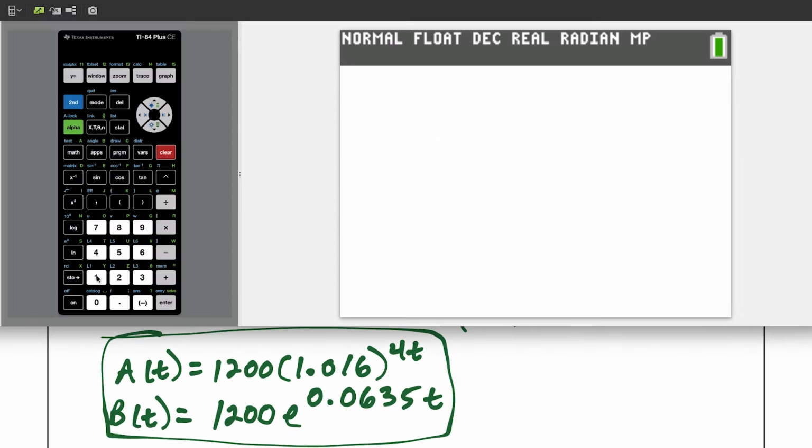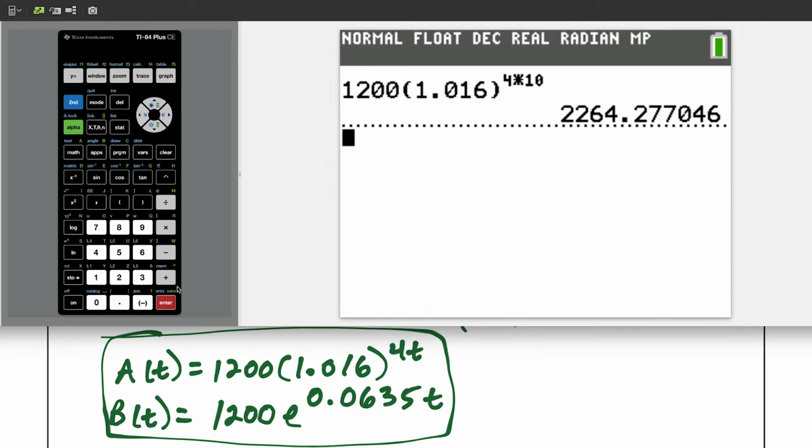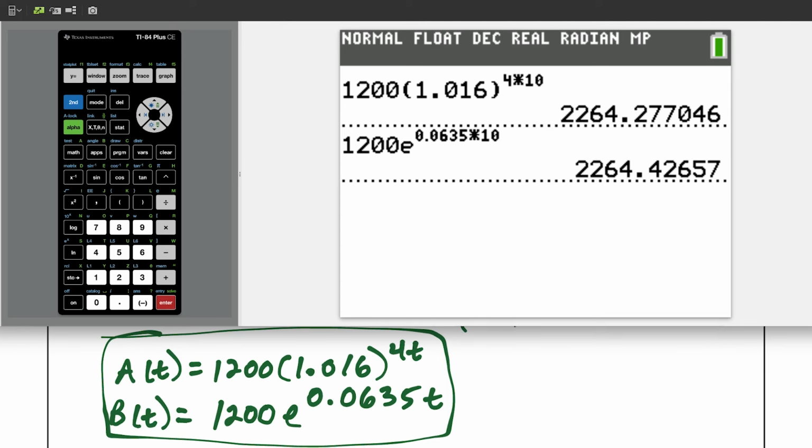So let's plug 10 into A of T. We have 1,200, and then we have 1.016 to the power 4 times T, and T is equal to 10. We'll pretend we don't know 4 times 10 is 40. We're just going to plug it in as is, and we get this value here. And now we're going to do the same thing for B of T. We plug in T equals 10. So we have 1,200 e to the 0.0635 times 10. Okay, we're plugging in t equals 10. And now here's our results.